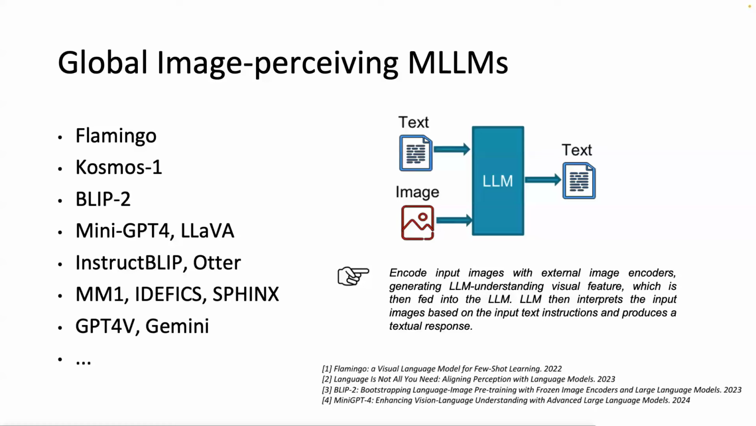All of these models follow the same trend: inputting an image, understanding visual features, and feeding them into the large language model. Then the large language model will try to interpret the input image based on the input text instructions, and can also produce a textual response. Quite a bunch of these models follow this way. They require the global image as the input, so I refer to these as the global image perceiving multimodal large language models.